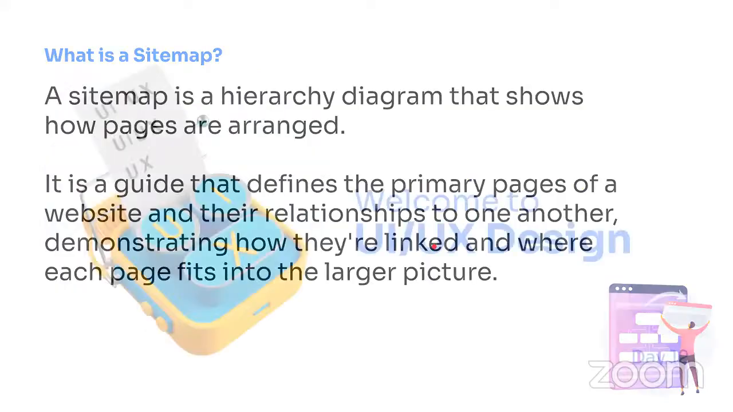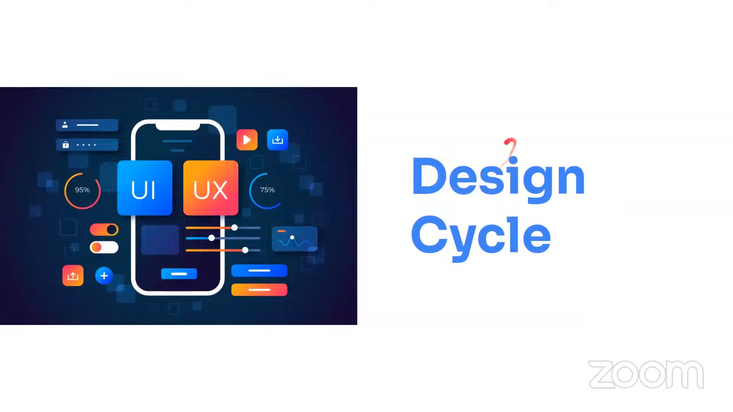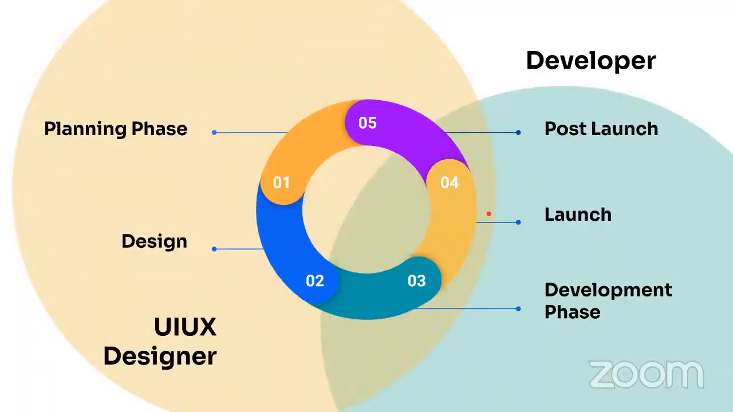So I want to talk about design cycle. Design cycle, we're going to talk about before we enter the practical phase of today's class. So design cycle. Andrew, are you with us? So design cycle is just a cycle between the developer and the designer, the UI/UX designer. So what does this mean? The planning phase of a project is where the UI/UX person comes in. The design phase is where the UI/UX person comes in.